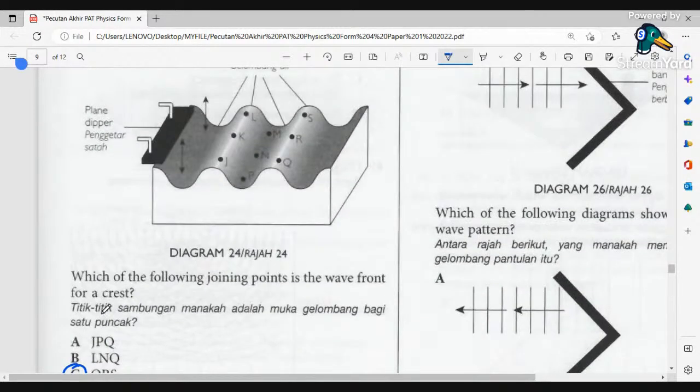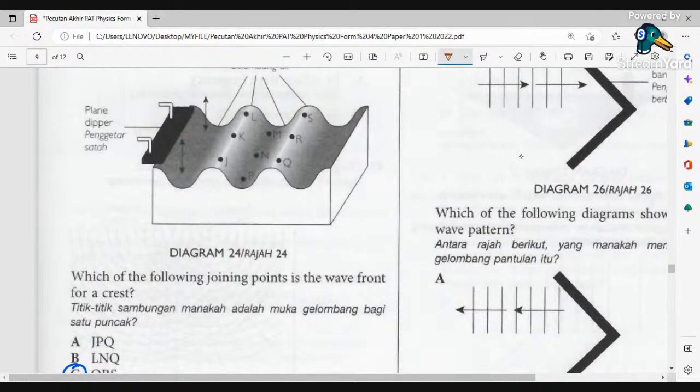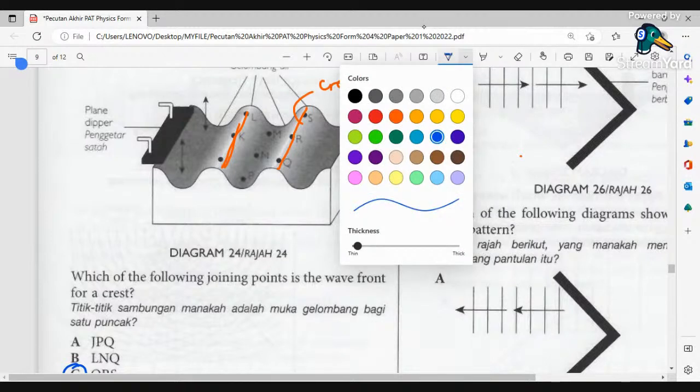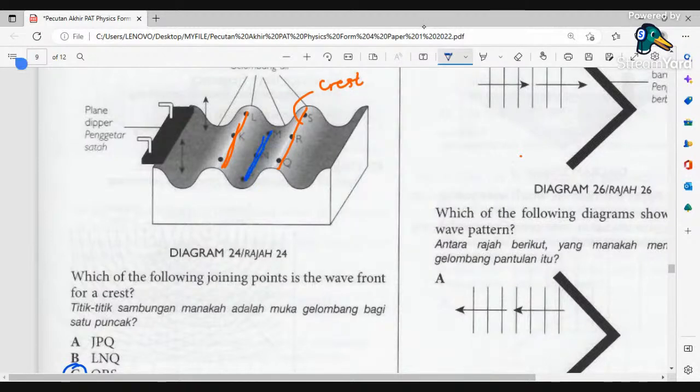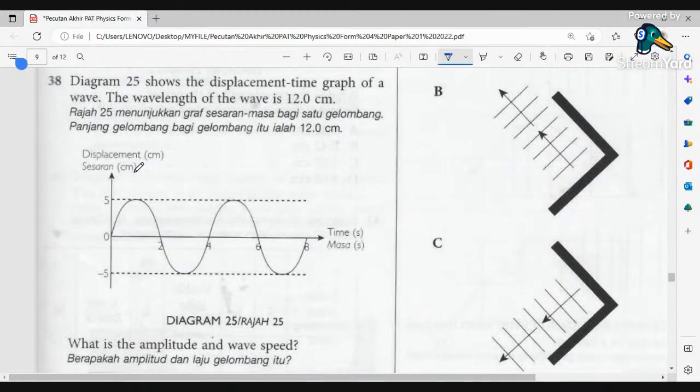Okay. Jadi wavefront tu sebenarnya ialah you sambungkan semua point crest. Sambung sini. Ya, sambung. Ini ialah wavefront for crest. Okay. Kalau you sambung bawah ni yang warna biru ni atau sini, ini ialah trough. Wavefront for trough. Jadi QRS ataupun JKL. C lah.